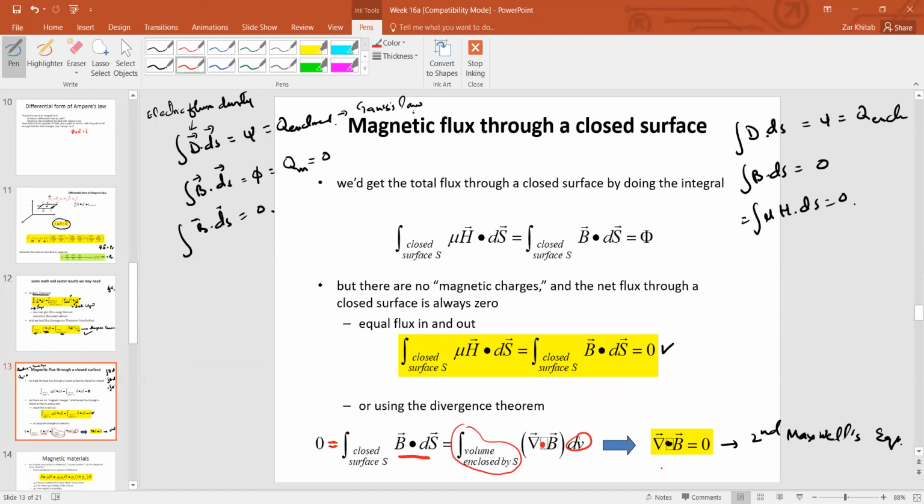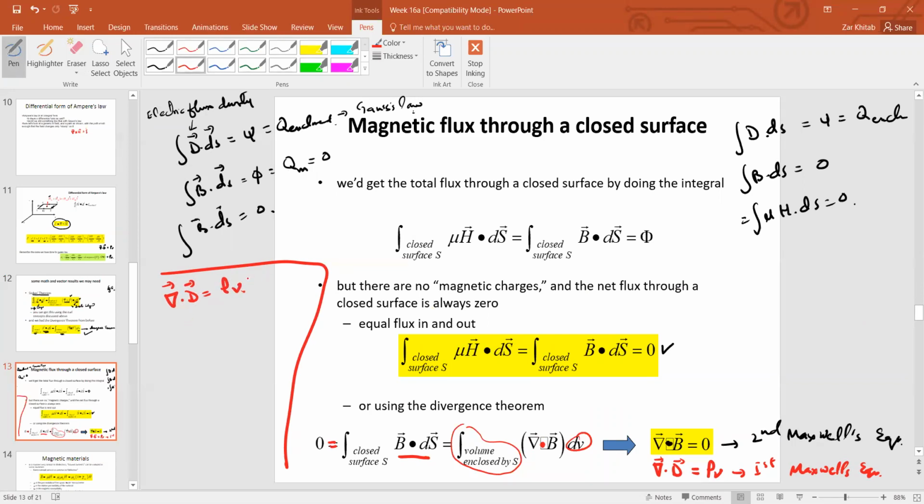You remember a very similar equation, divergence D. How much was divergence D? Rho v. That was the first Maxwell equation. You can make another analogy here. What is the first Maxwell equation? Divergence D equals rho V, which equals electric charge divided by volume.